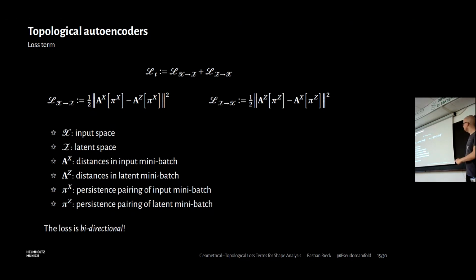It's bidirectional. The first term uses the persistence pairing of the input data, pi of x, and checks how well this is aligned with the persistence pairing of the latent representation, and vice versa. So we get a loss term that measures how well we preserve topological features when going from the input data to the latent representation, and then a loss term that tells us how well we do it when we go from the latent representation back to the input data. This works out very well, and you can see we were inspired by having, let's say, a mean squared error here, so we wanted to use this type of Euclidean distance here.